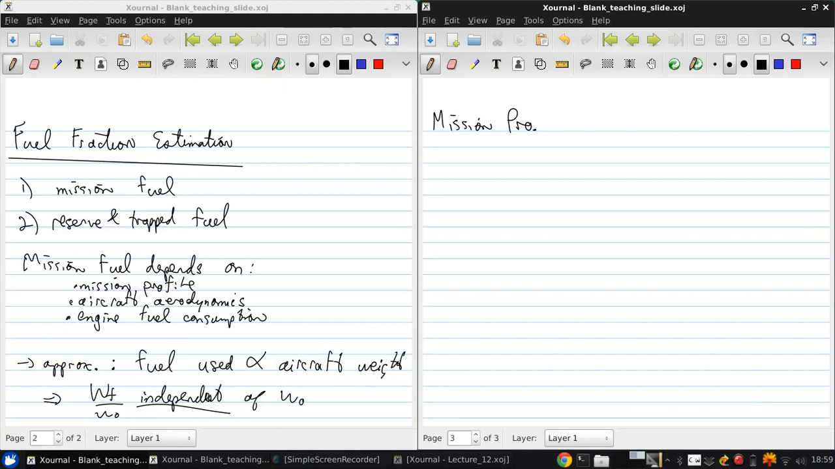So now let's talk about mission profiles. There are many types of these, and here we'll look at some typical examples. We might start with a simple cruise mission. It involves a takeoff segment, climb, cruise, a descent with a loiter partway through, and then landing.